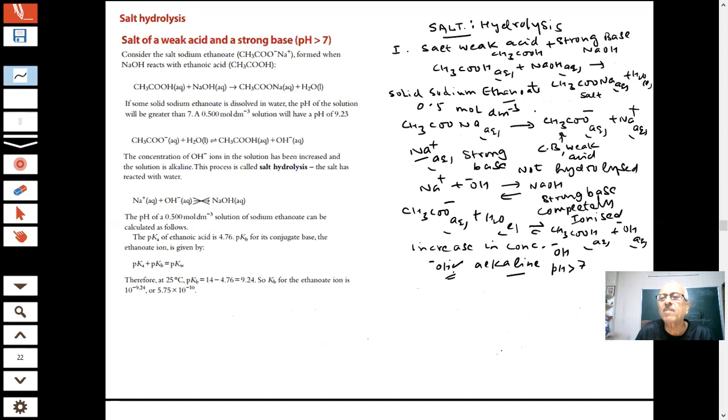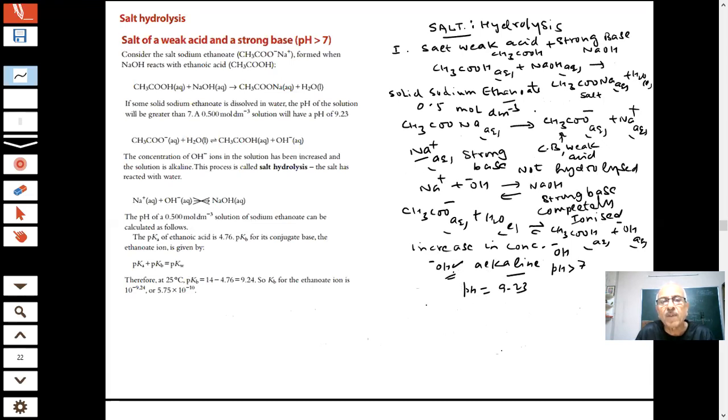So when a salt of a weak acid and a strong base is hydrolyzed, students, the pH will be greater than 7. In this case, if you make a calculation, the pH comes to be around 9.23. If you add 0.5 mol dm^-3 of solid sodium ethanoate, then on hydrolysis you get a pH of 9.23.